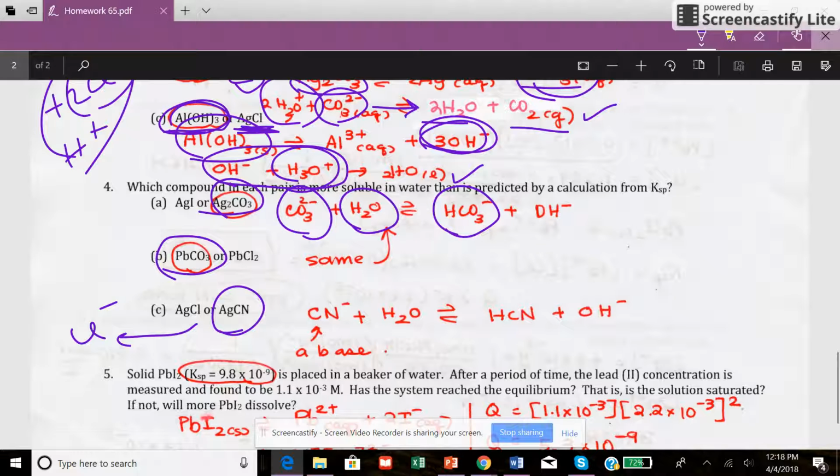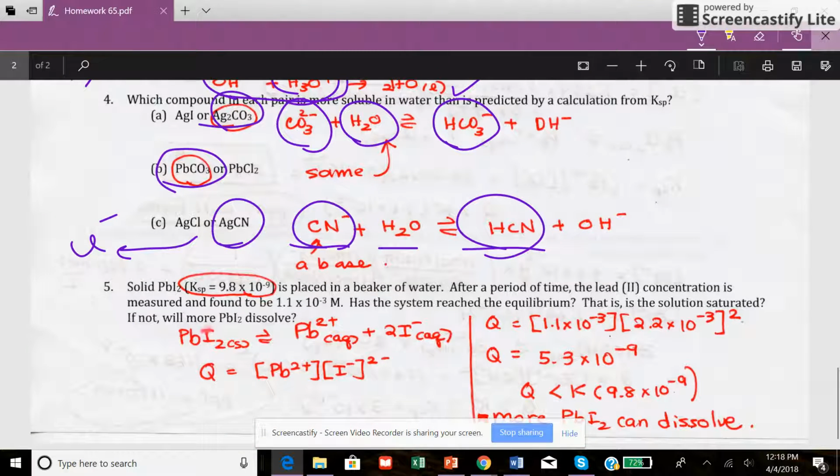So versus this one, it produces cyanide, and the cyanide reacts with water, it will produce a weak acid. So yes, because the weak acid stays like that, and this keeps on getting sucked up by this reaction, the solubility of silver cyanide will be higher than is predicted by the KSP.